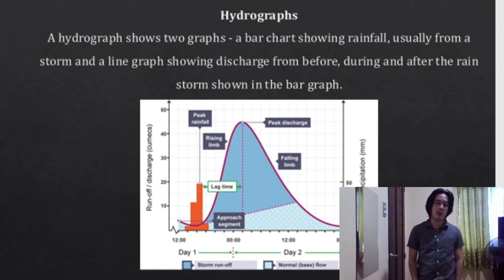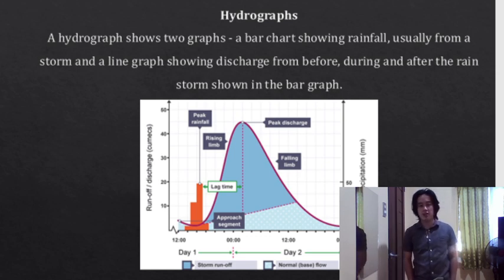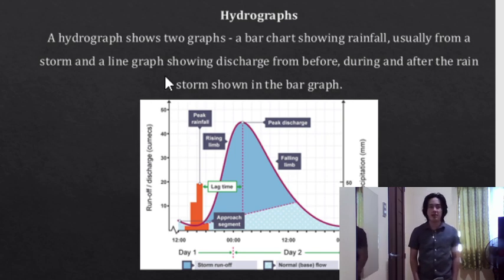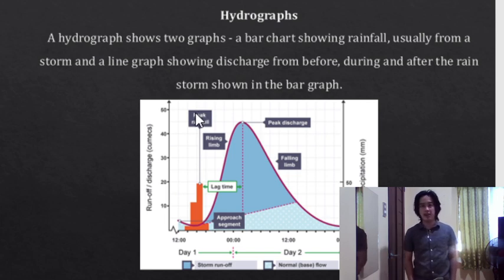The hydrograph shows two graphs: a bar chart showing rainfall, usually from a storm, and a line graph showing discharge, from before, during and after the rainfall. So basically the hydrograph shows the ways in which a river is affected by the storm. This helps us understand the discharge pattern of a particular drainage basin and helps predict flooding and plan flood prevention.